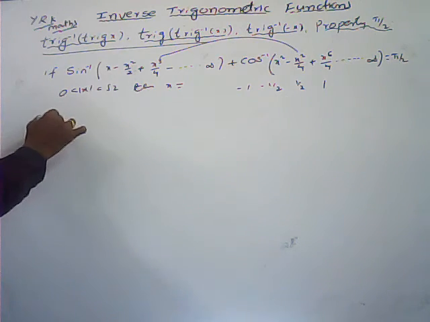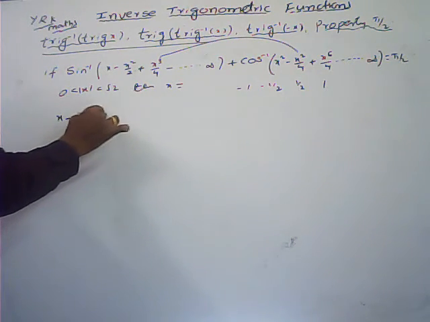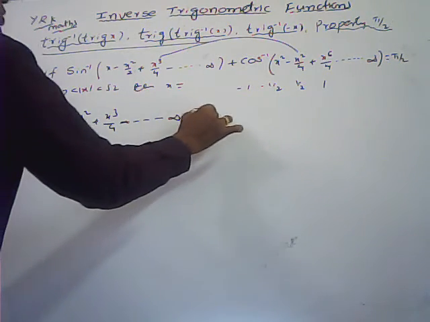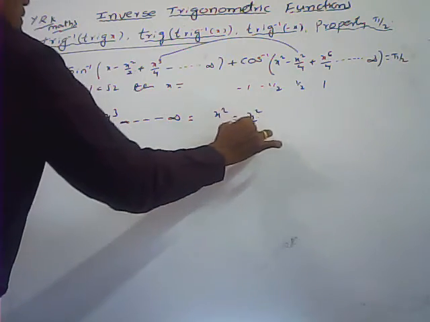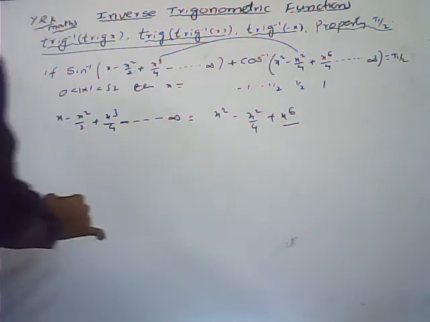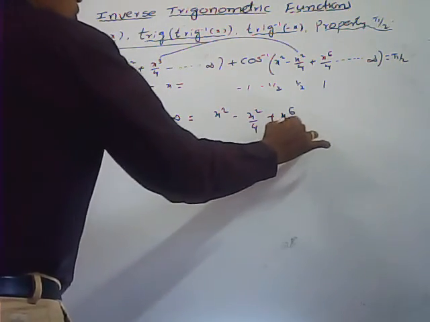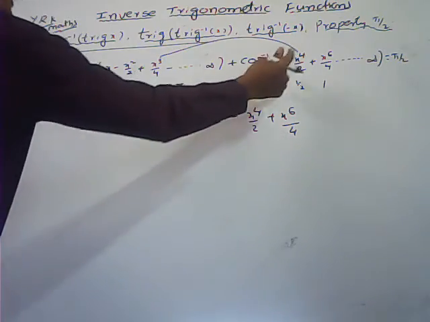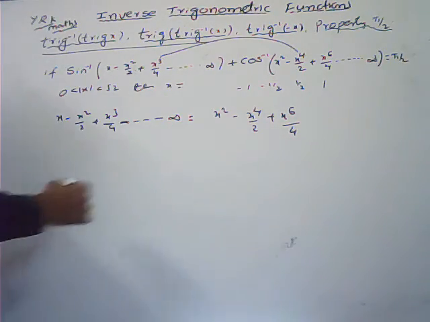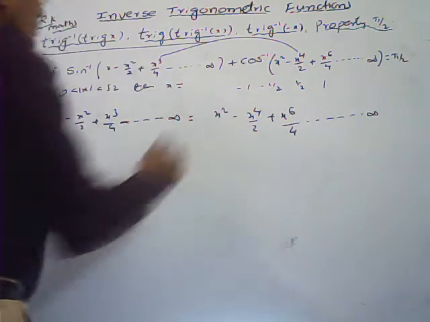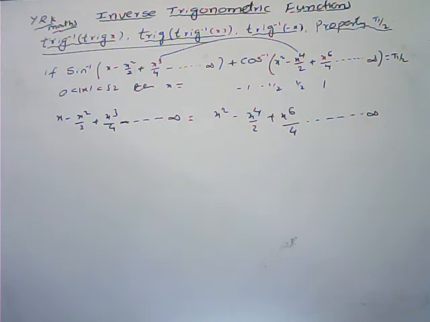Here this one, x minus x square by 2 plus x cube by 4 plus so on, that is equal to x square minus x power 4 by 2 plus x power 6 by 4 minus so on. I copied this wrongly, so this is x power 4 by 2, x power 6 by 4, minus so on, infinite terms.